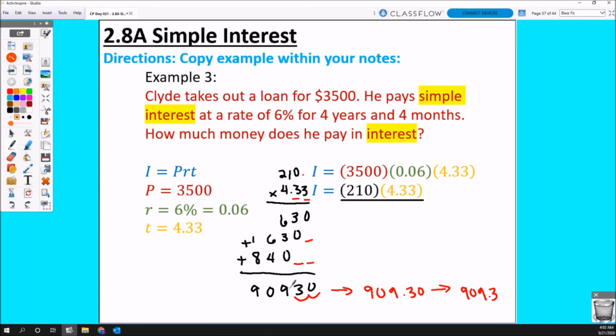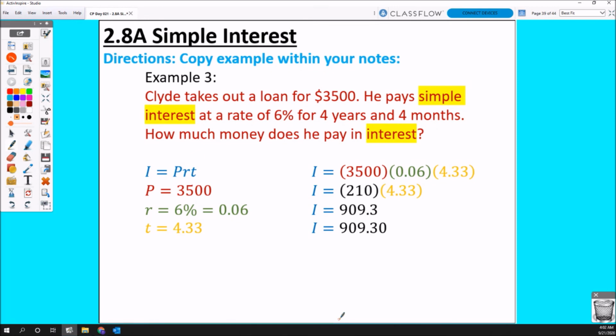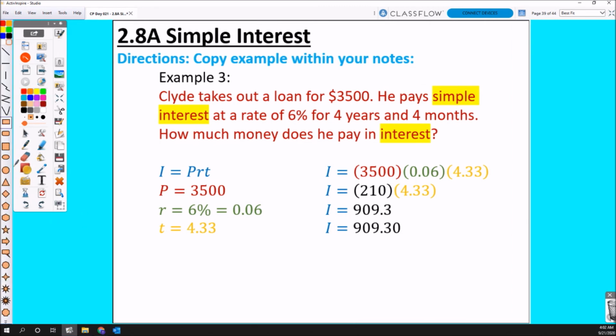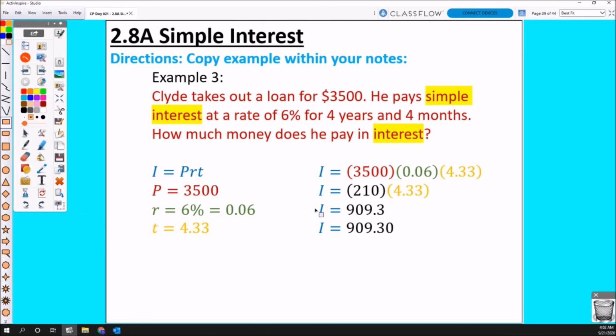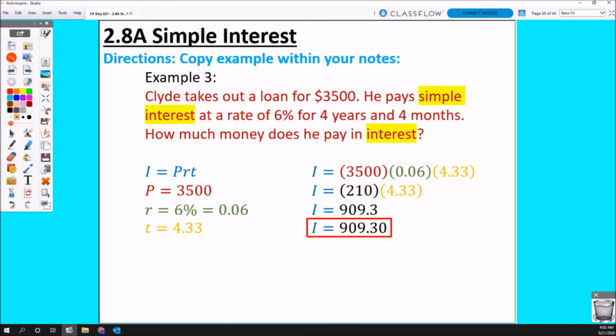So this is the process. This is the work you have to show to get full credit. So the interest is 909.30. And then let me box that for our final answer. All right, so we're going to move on to the next example.